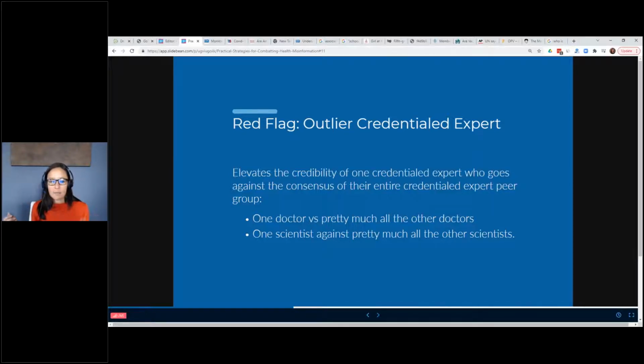Okay, what does that mean? So one doctor versus pretty much all the other doctors, or one scientist versus pretty much all the other scientists. Now, this is a tricky one, right? Because medicine and science are naturally fields where there's not always 100% consensus, right? It's the scientific process. The whole field is designed to have hypotheses, do studies, test them, try out new things. And not everyone agrees on everything all the time.